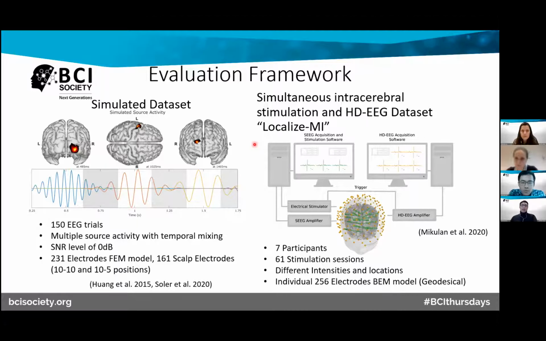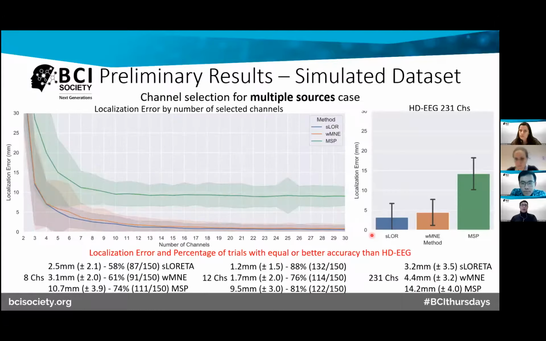We also evaluate this approach using the simultaneous intracerebral stimulation and high-density dataset localized MEG, which was recorded by Mikula and colleagues. And it has 61 sessions of 7 participants with different intensities allocation, in which the location of the stimulation is known. So we use that as a ground truth for our localization minimization objective. And then for each participant, we also had available the anatomical information to create a forward model per subject.